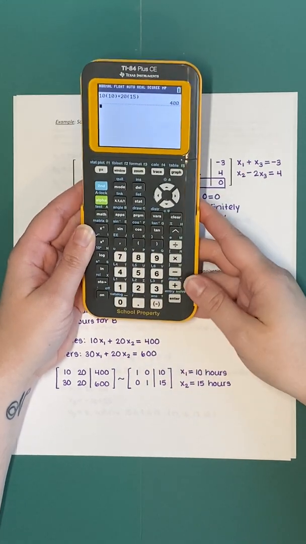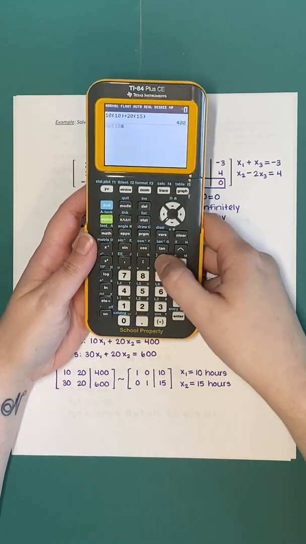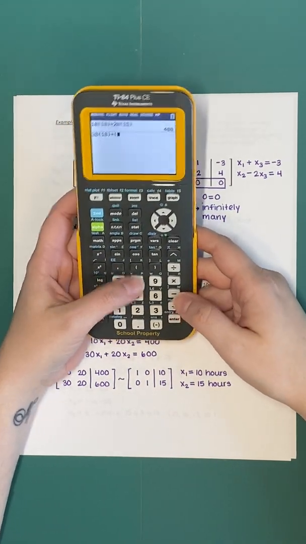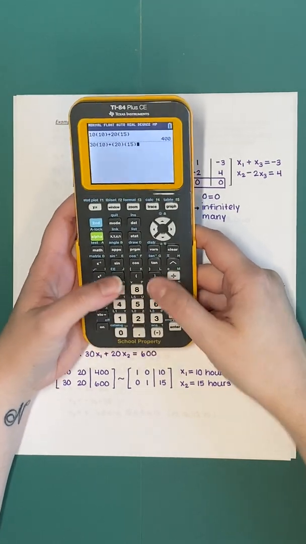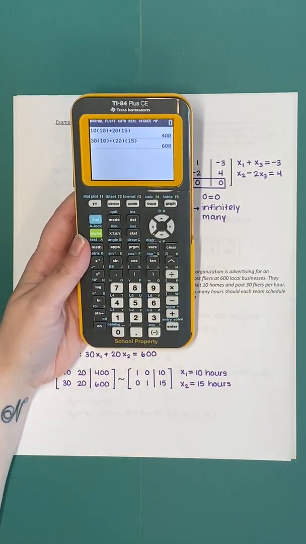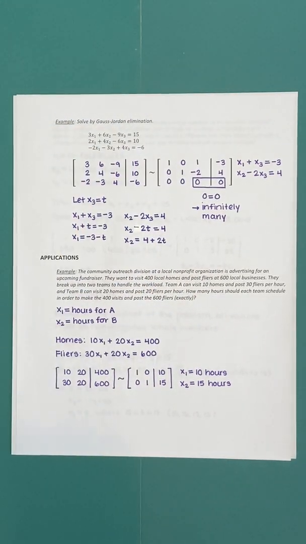Now what about the flyers? So 30 per hour times the 10 hours that are scheduled plus 20 per hour times the 15 hours that are scheduled. And again, that's going to add up and give us 600. So that confirms that these two values do in fact solve our system, and we have met the goal described in the problem.